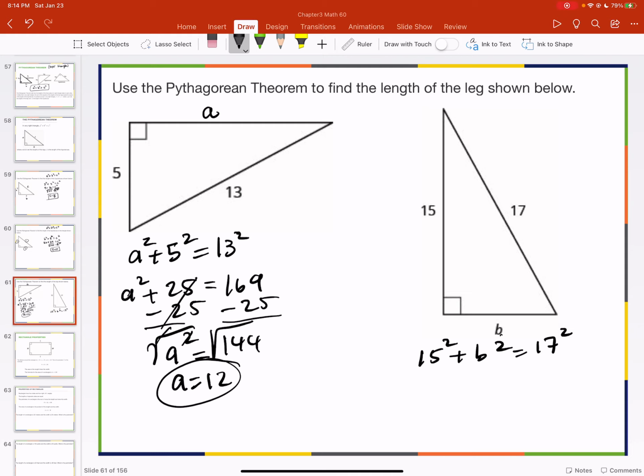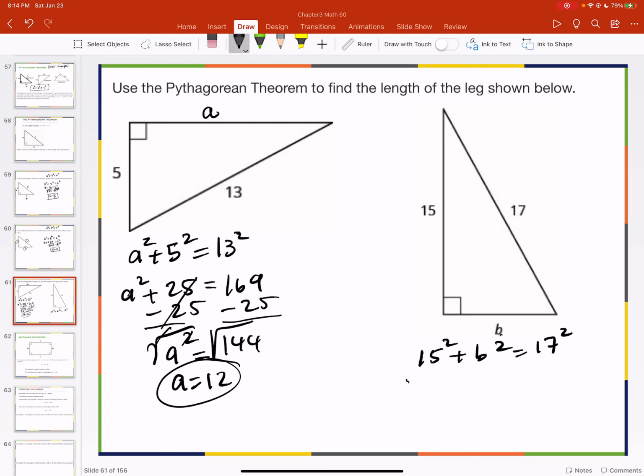Okay, so then we have, I'm sorry. Sorry, I started. Something's in my throat. Okay, so we square 15 and we square 17. Okay, so just give me a second.